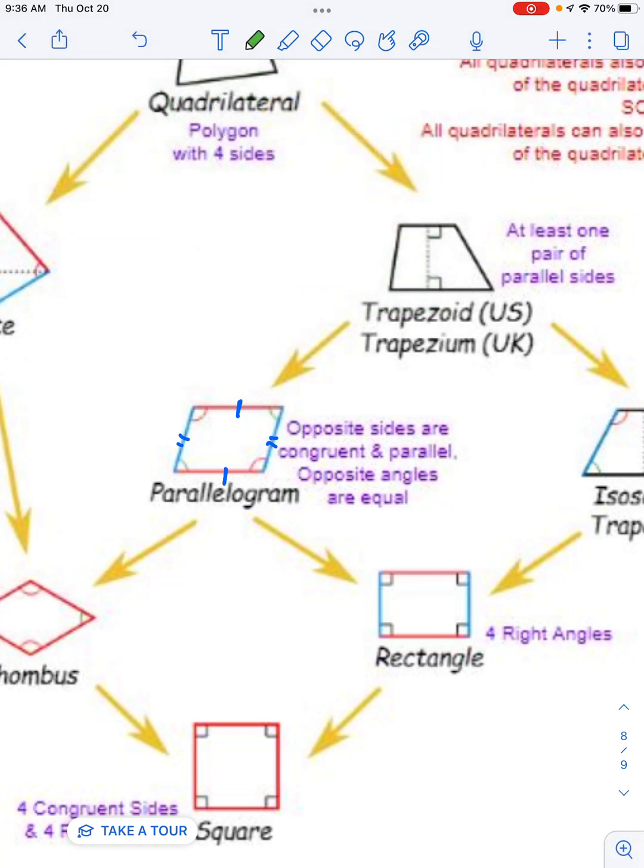And it also says opposite angles are equal. Again, I would designate that with your tick marks because they have it color coordinated, which is great, but I didn't print your copies out in color. So just something to know.